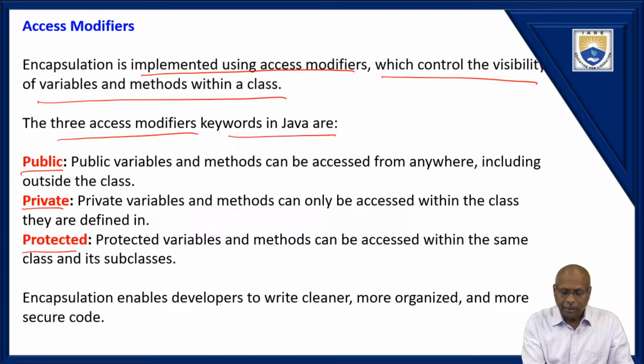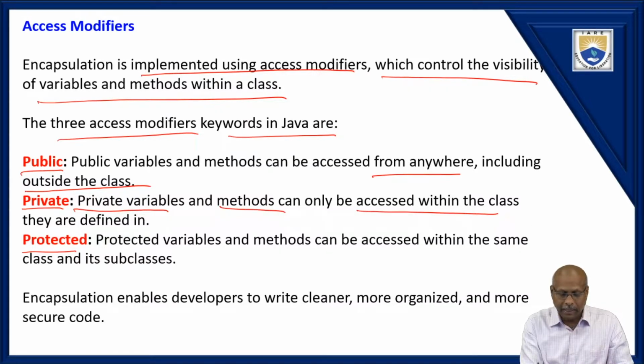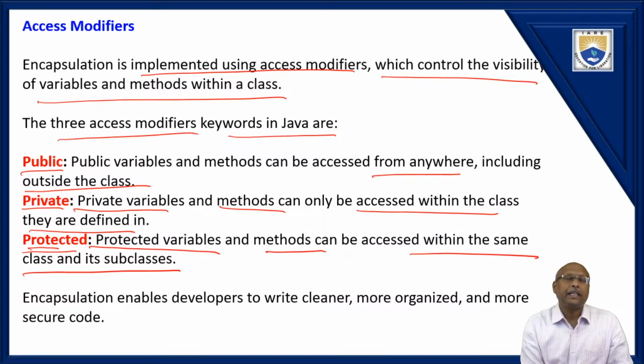Public variables and methods can be accessed from anywhere, including outside the class. Public variables or public methods can be accessed outside. Private variables and methods can be accessed only within the class where they are defined. So if you want full protection, go for private. If you want full access outside, go for public. Similarly, protected variables and methods can be accessed within the same class as well as in the subclasses, or you can say derived classes.